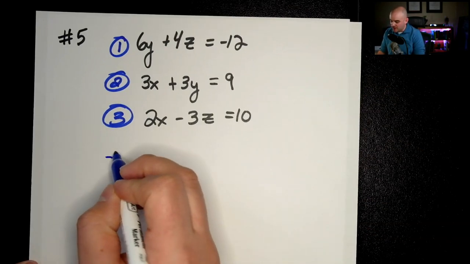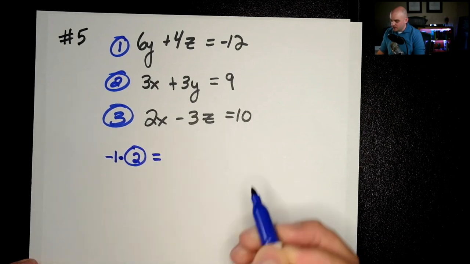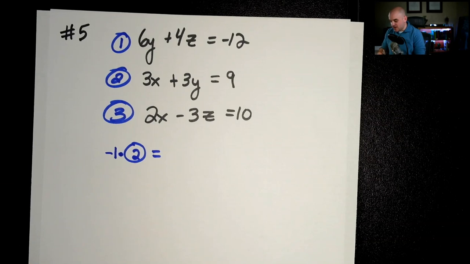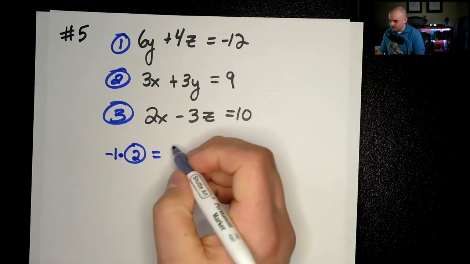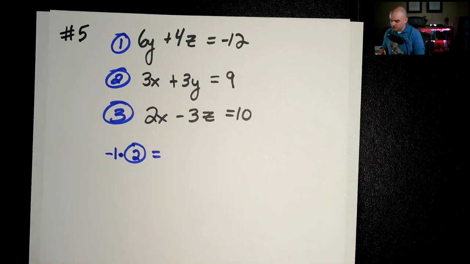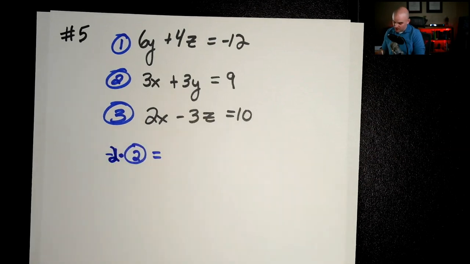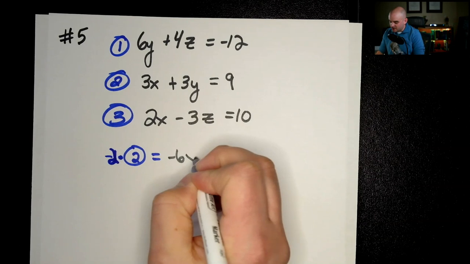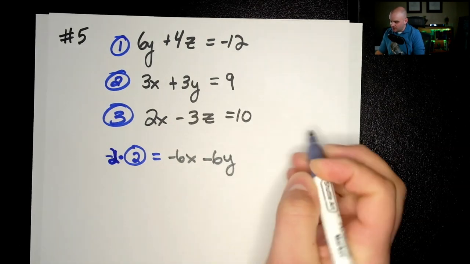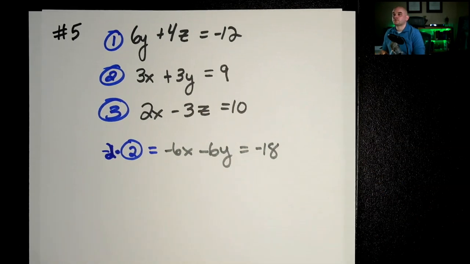So I'm going to take -1 and times it by equation 2. And write that here. That gives me, let's see, -1 times, no, not -1. I want to multiply it by -2, don't I? All right, now let's try that out. So what that gives me is -6x minus 6y, and then equals -18. So that is -2 times equation 2.